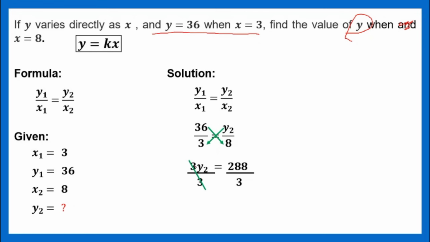3 divided by 3 ay 1. Kaya, 1y sub 2. Ayan. So, 288 over 3. So, divide mo lang ito. May decimal ba kapag dinivide? Wala. Whole number naman siya kapag dinivide. So, that's 96. Y sub 2 is equal to 96. And that is now the final answer.